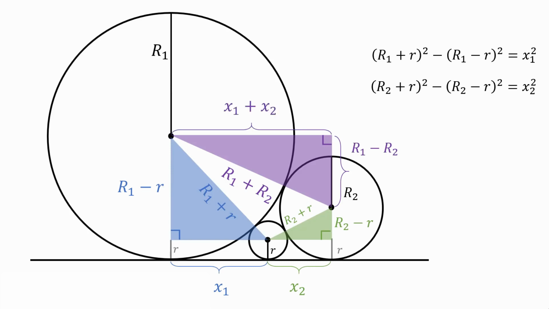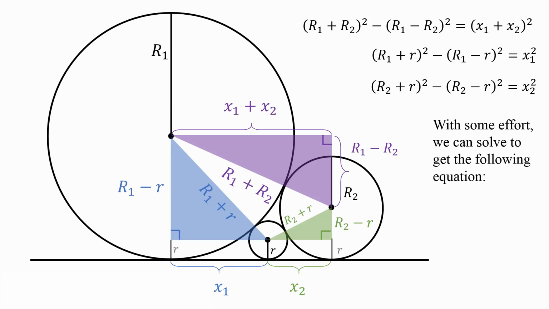Now with some effort we can solve for r, little r that is, and we'll get the following equation: 1 divided by the square root of r is equal to 1 divided by the square root of R1 plus 1 divided by the square root of R2, and like magic we figured out an equation that we can solve for little r regardless of the values of big R1 and big R2.